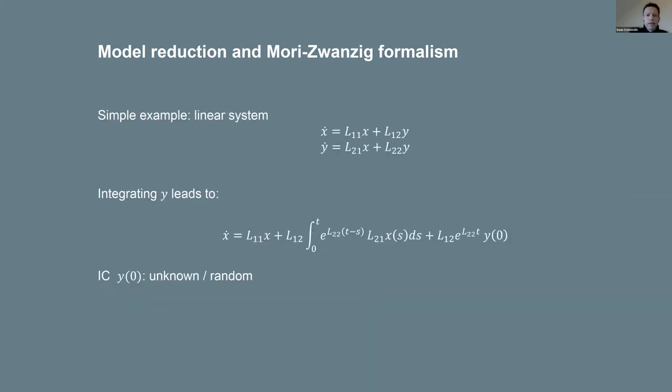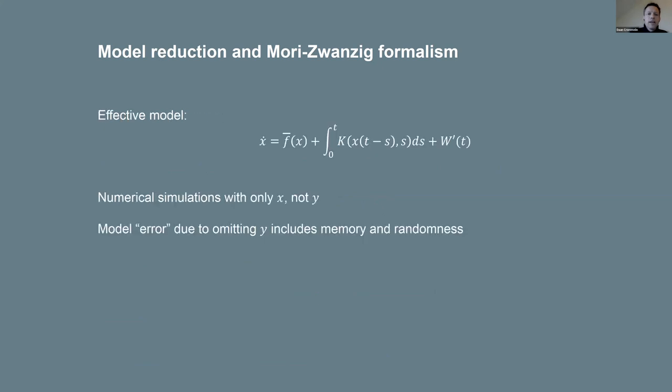Okay, I had a slide here to show this for a simple linear system. Let me skip that. Right, so again, this is the effective model. I'm just reiterating this point: the error that you make by leaving out certain degrees of freedom, for instance, all the small scale degrees of freedom, will include memory as well as randomness.